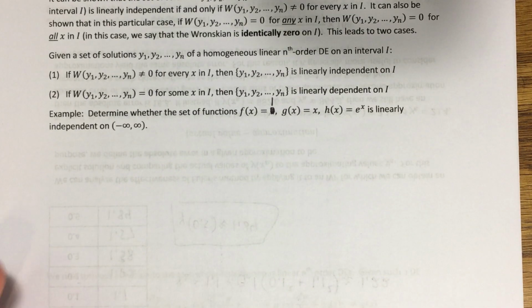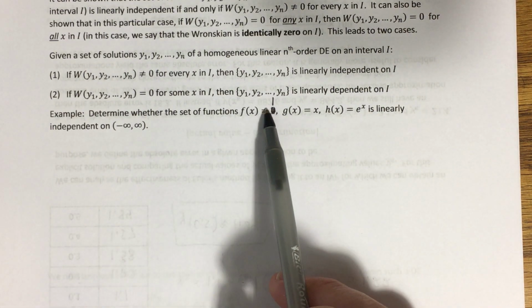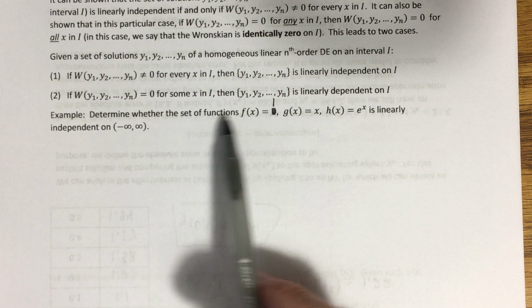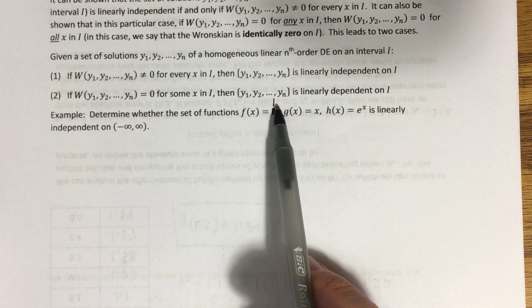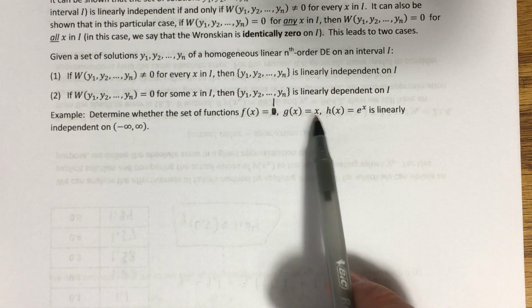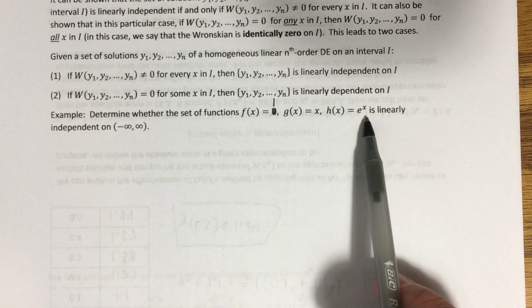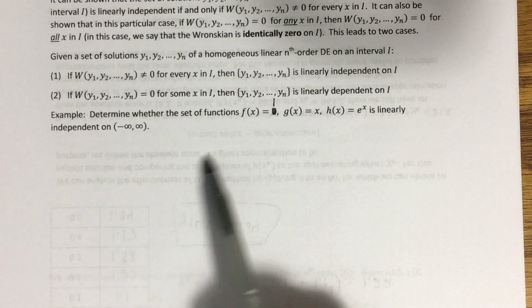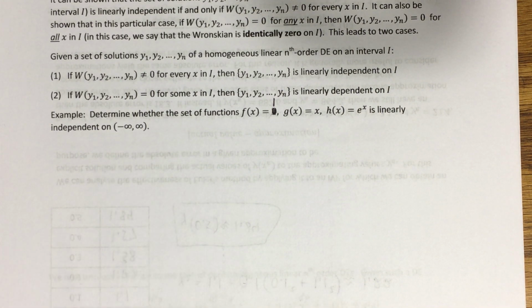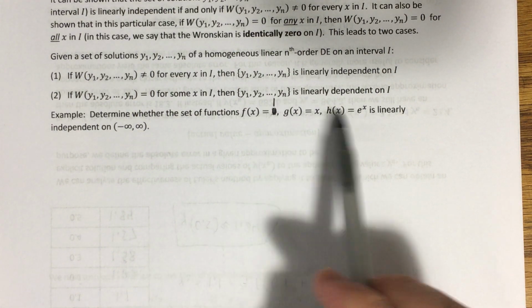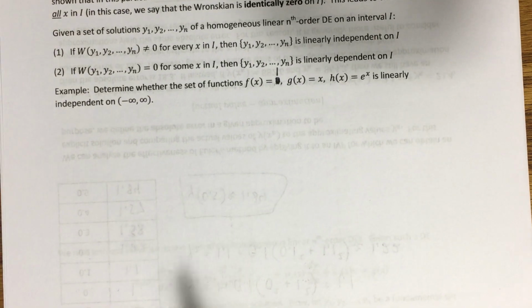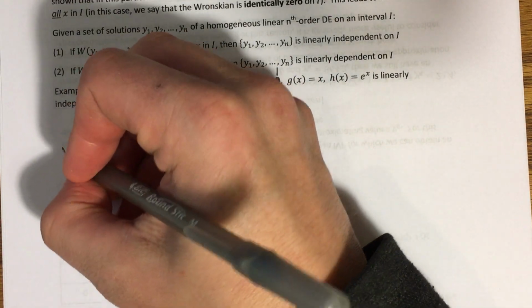Let's make it a little more concrete with an example. I made a mistake here. I wanted this to be a 1, not a 0. So we want to determine whether the set of functions here, f of x equals 1, that's a constant function, g of x equals x, h of x equals e to the x, is linearly independent or linearly dependent on the interval of all real numbers. All three of these functions are defined on all real numbers, which is why this is the interval that we're using. Okay, let's construct our Wronskian.